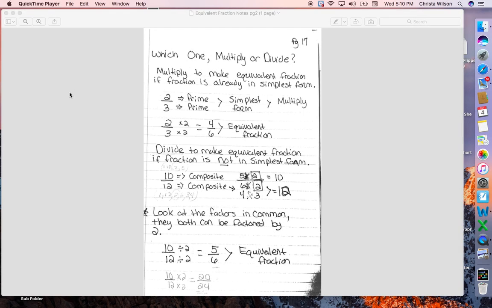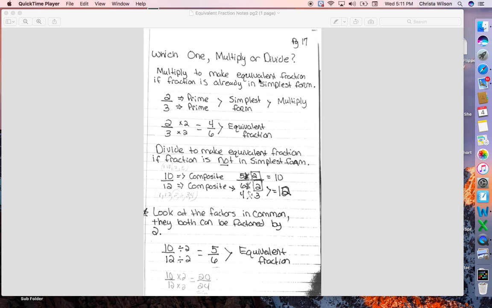Or creating an equivalent fraction. So on page 1 we talked about creating the equivalent fraction, and the one that we used was in its simplest form, 3/5. So we had to multiply it to create an equivalent fraction. So with this one, which one do we do? Do we multiply or divide? Well, you multiply to make equivalent fractions if the fraction is in its simplest form.